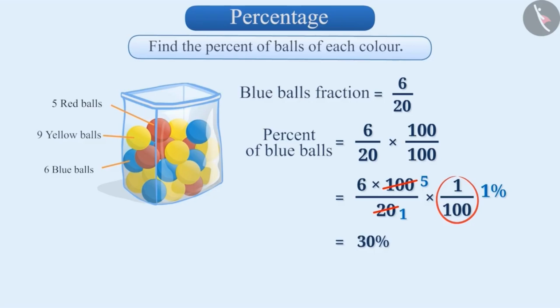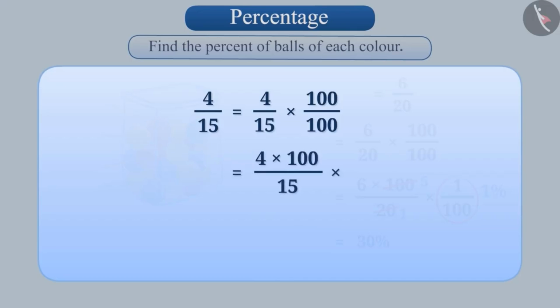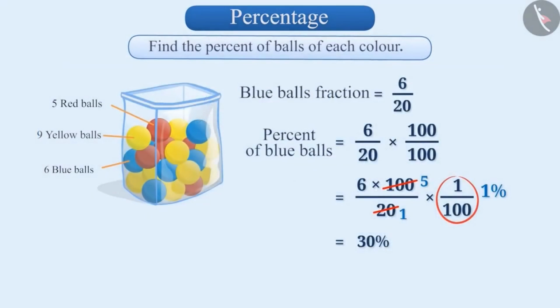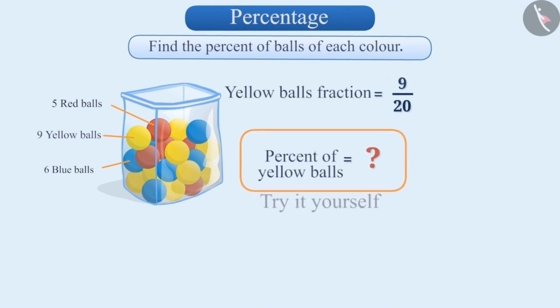This method is very effective in situations where there is a difficulty in converting the denominator of a fraction to 100. For example, to express 4 by 15 as a percent, we will multiply 4 by 15 into 100 by 100, which is equal to 4 into 100 by 15 into 1 by 100, which is equal to 400 by 15%, which is equal to 26 by 3%. In this way, you must have understood by now how we express a fraction in percent. Now, will you be able to find the percent of yellow balls? Try it for yourself.